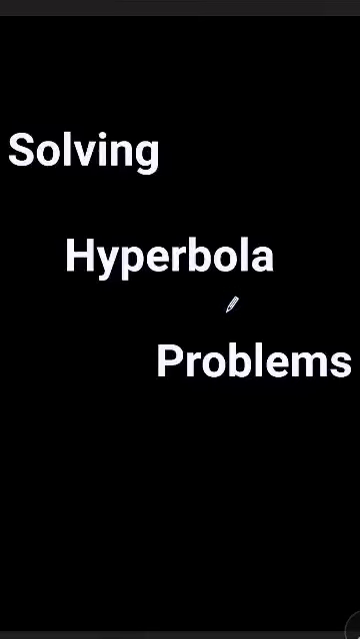I want to solve some hyperbola problems for you. Can we look at this question? Find the vertices and the foci of the hyperbola 12x squared minus 5y squared equals 60. How do you go about it? Before then, I would like to explain to you what we mean by hyperbola.